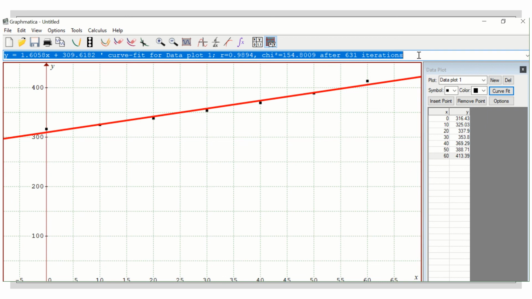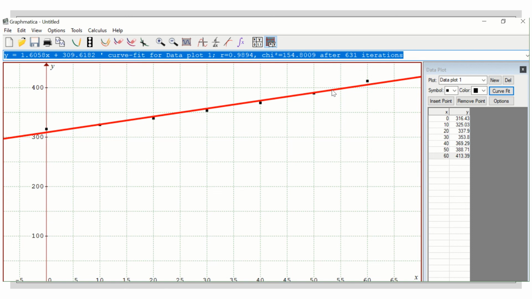It is equal to y equals 1.6058x plus 309.6182. So notice that there is a value of r which is equal to 0.9894. So that gives you an idea whether the model that you have created gives a good relationship among the data set. So if it's close to 1, then the model shows a good relationship between the data. So this is for the linear function.